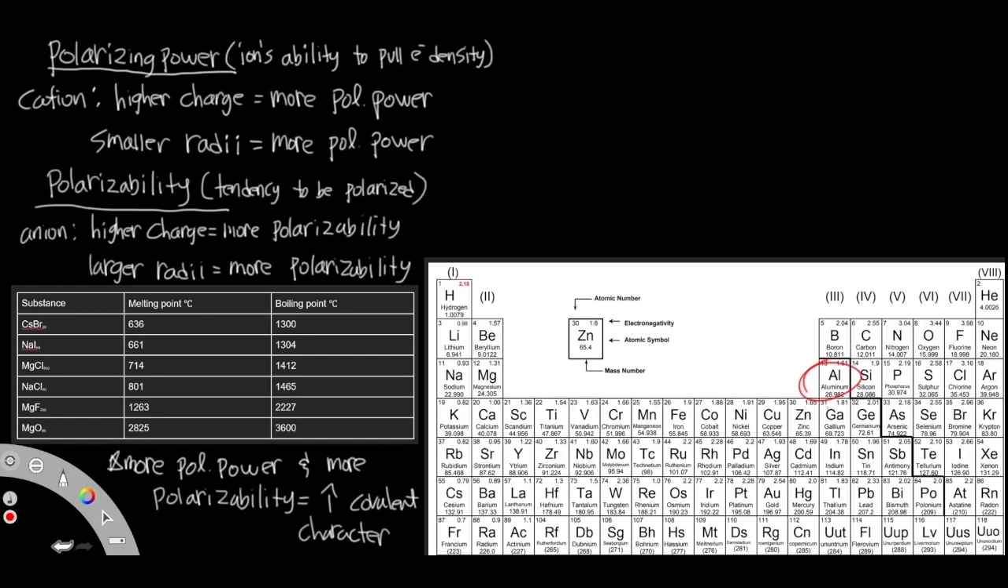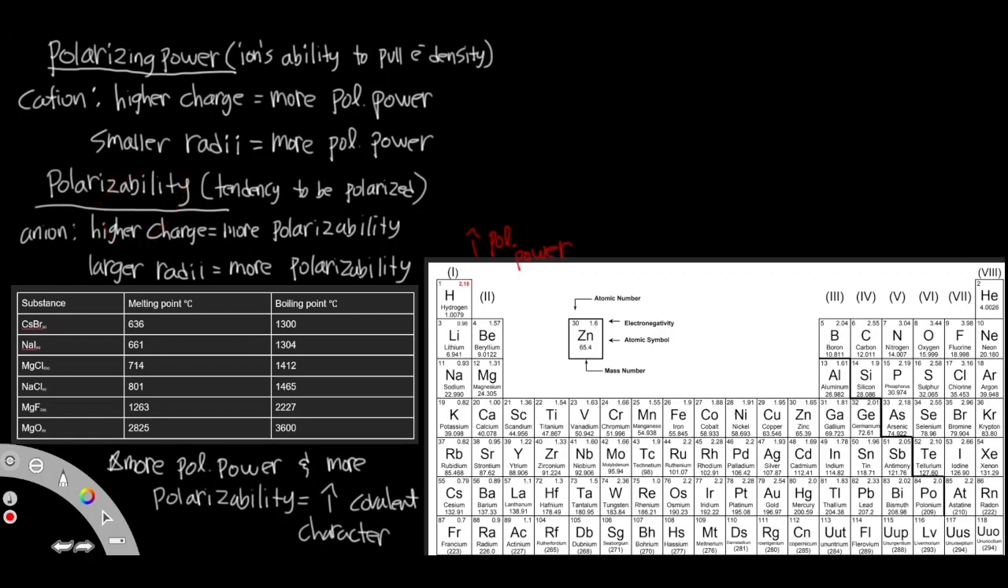Same thing with aluminum. This aluminum has more polarizing power than magnesium because of its charge of a 3 plus. And all of these here are very, very high up. So again, the higher up it is, the more polarizing power because it's smaller. The larger it is, it's going to be down here, let's say like cesium or barium. It's going to have a larger radii because of the shielding effect. So the higher up you go and the further right you go, the more polarizing power. So here is the increase in polarizing power. Okay, so we can have that over here.